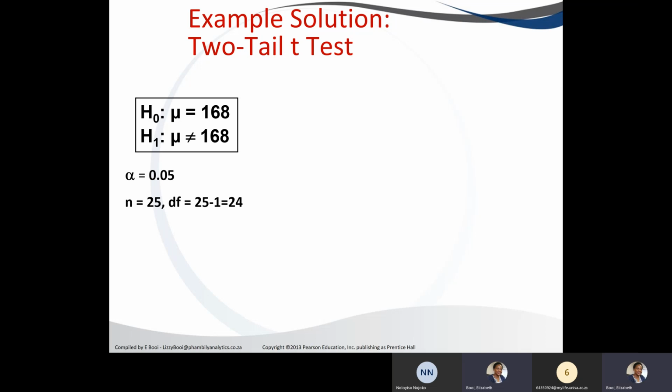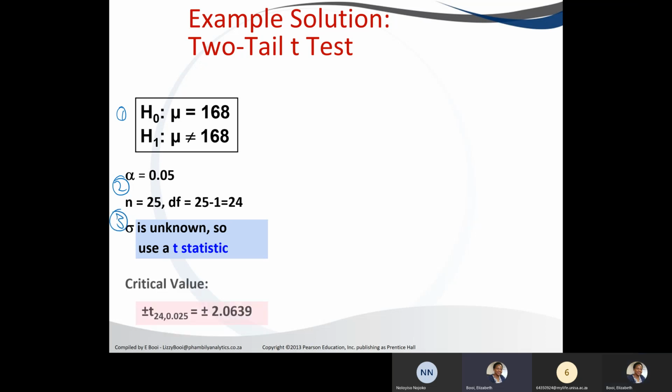Step number 2, we state what we are given. Our alpha is 0.05, n is 25, and in this instance we can also calculate the degrees of freedom, because we're going to use it when we find the critical value. What kind of a test are we doing? Step number 3, we're doing a t-test statistic.